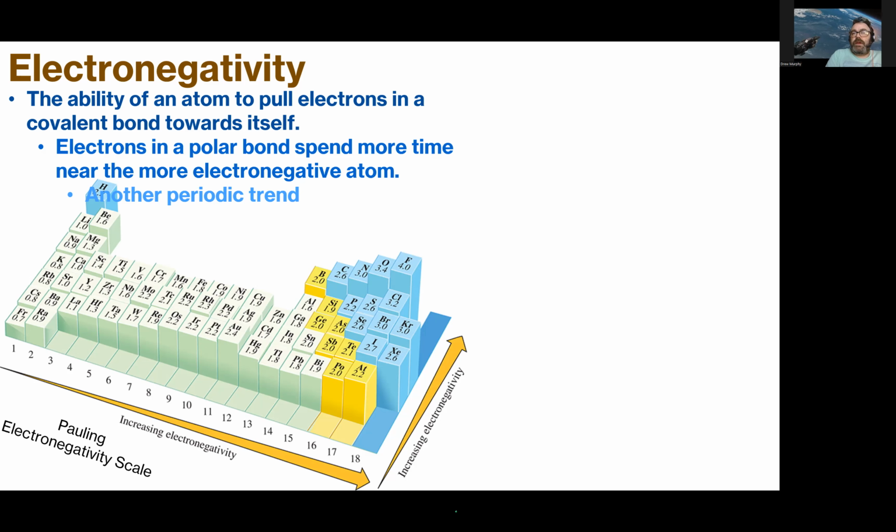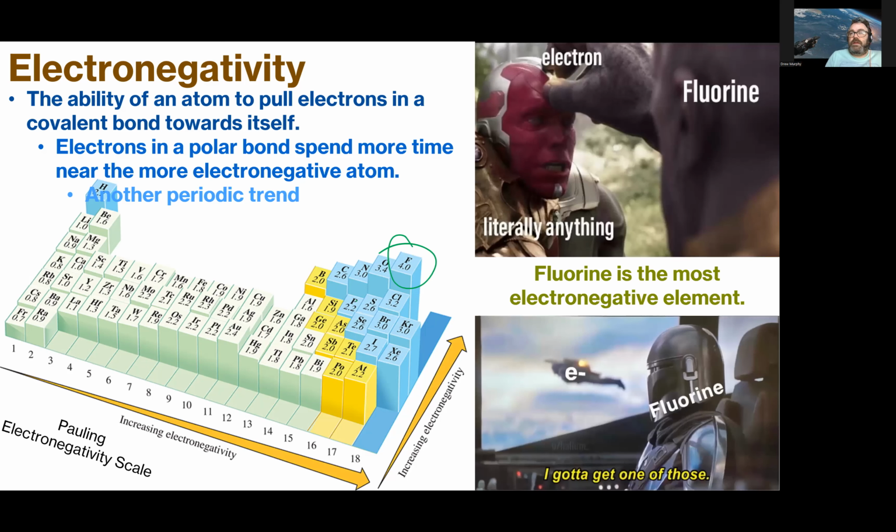It's kind of arbitrary. It defines that fluorine has an electronegativity of 4, and then everything is ranked according to that. I don't care about the numbers, okay? What I care about is the trend. And our big point of the trend here is to say that fluorine is the most electronegative element, okay? Everything else is less electronegative than fluorine. Fluorine is the most electron-hogging.